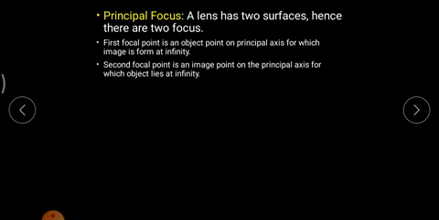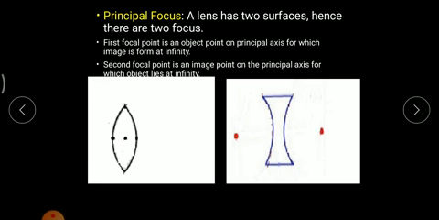Now, what exactly do you mean by principal focus? This topic is relatively important. A lens has two surfaces. As I was telling earlier, it has two surfaces, so it is obvious that it has two foci. So what do you mean by first focus and second focus? Here the challenging question arises. Now again, I have to take two types of lens. This is convex and concave lens.